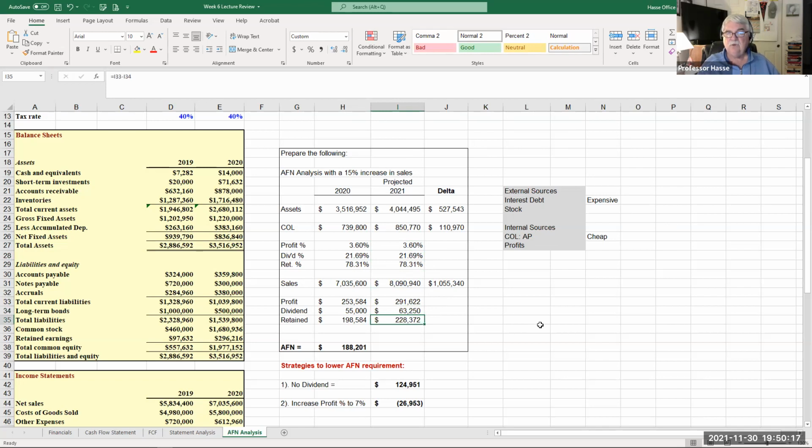We're projecting $228,372 of additional capital with a 15% increase in sales and a profit margin the same as the prior year and a dividend payout the same as the prior year. That gives us $228,372. So now we get to the definition of AFN, additional funds needed.